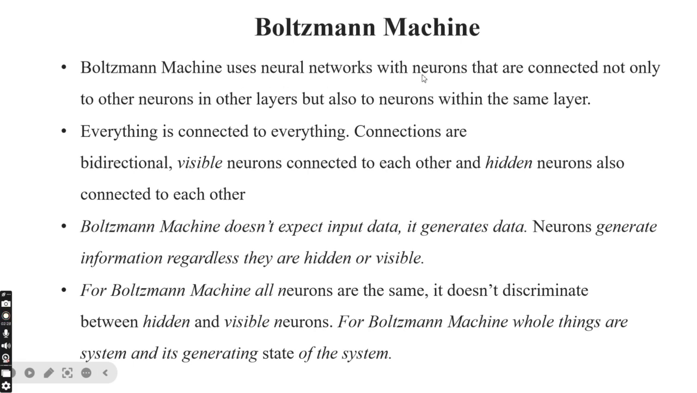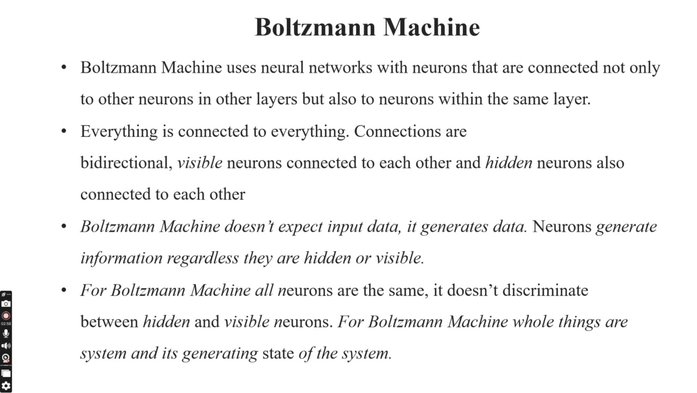Boltzmann machine uses a neural network with neurons that are connected not only to neurons in the other layer, but also in the same layer. Everything is connected to everything. Connections are bidirectional. Visible neurons are connected to each other. Hidden neurons are also connected to each other. Boltzmann machine doesn't expect input data, it generates data.